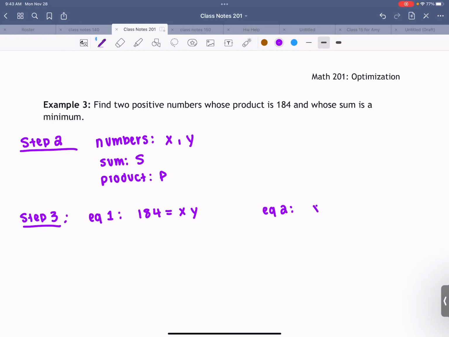X plus Y equals S. Of course, x plus y equals s, right? I'm actually going to write it s equals x plus y because I'm very particular about how I write stuff. You can write it however you'd like though.